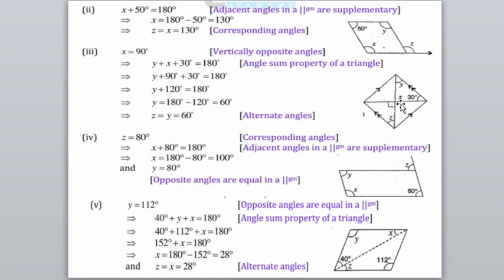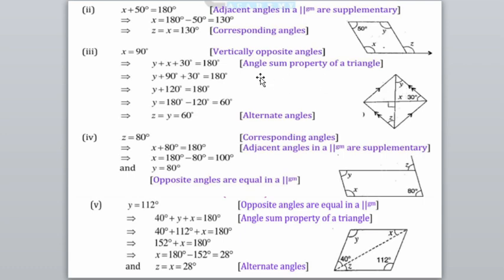Now we got here x. Now this portion we can consider as a triangle, and we know that by using the angle sum property of a triangle we can find out the unknown angle. So here we got x as 90 degree, here 30 degree is given. Now we want the value of y. So if we are considering it as a triangle, then by using the angle sum property of a triangle we can find out the third angle.